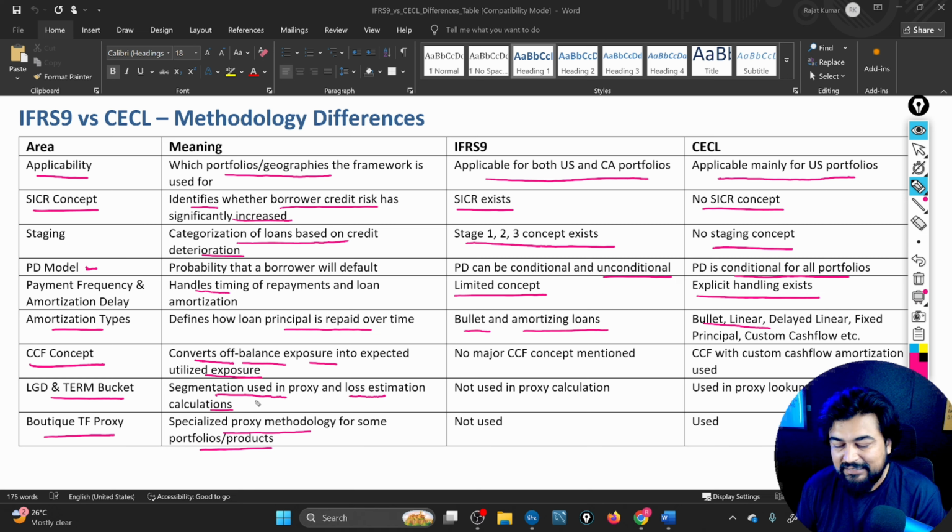Now let's go down a bit. We'll talk about LGD and term bucket. In IFRS 9, it is not used. Not as a concept, it's not implemented there. While it is used in CECL. And then this boutique TF proxy, which is a proxy methodology for some products or portfolios, is not at all used in IFRS 9 while it is used in CECL. So this is the main core actually. There are not more differences. These are the core, most important differences which you should know between IFRS 9 and CECL.